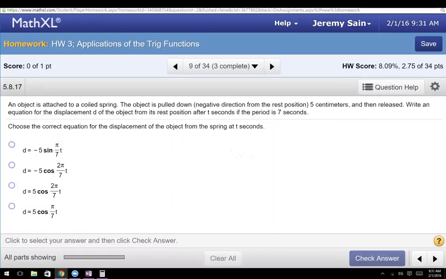Okay, an object is attached to a coiled spring. The object pulled down from rest position is 5 centimeters and released. Write an equation for the displacement if the period is 7 seconds. Okay, so let's talk about springs for a second.